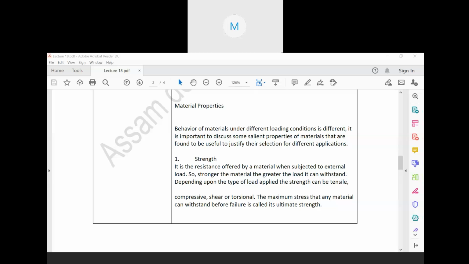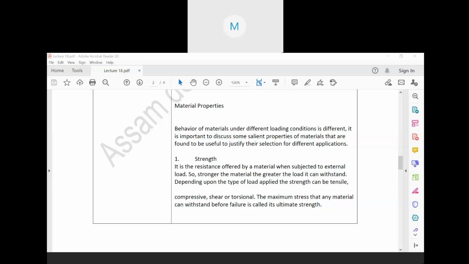So, what is actually strength? Strength can be defined as the resistance that is offered by a material when subjected to some external load. So, the stronger the material is, the more load it can withstand or resist.